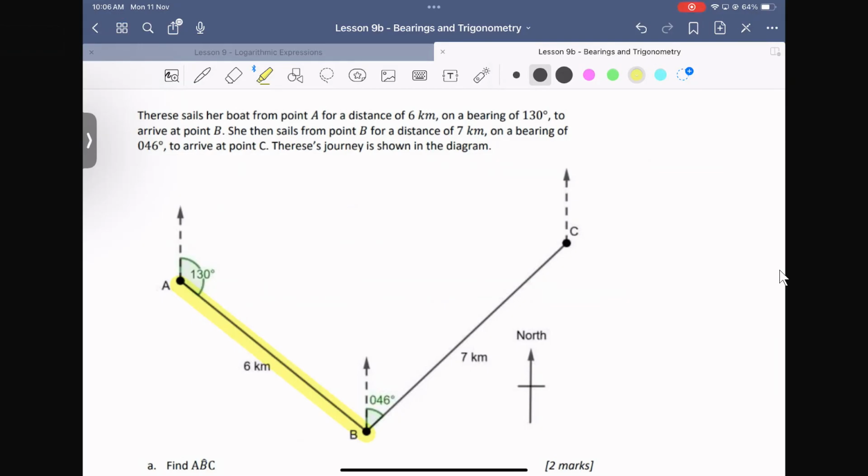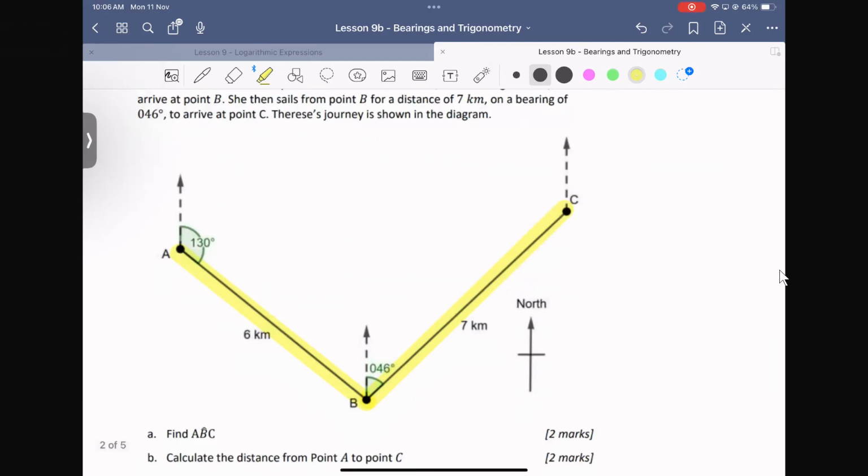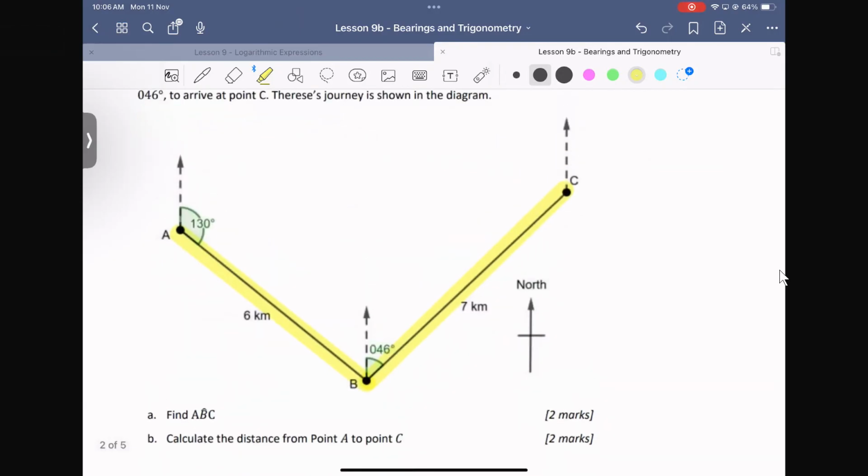She does this on a bearing of 130 to arrive at point B. She then sails from point B for a distance of 7 kilometers on a bearing of 046 to arrive at point C. There's Therese's journey shown in the diagram. So our first thing we need to do is find the angle ABC. So ABC is this entire angle shown here. We need to find this angle.